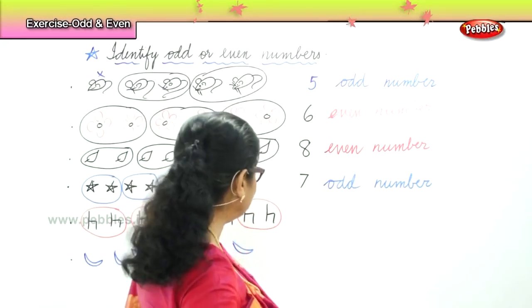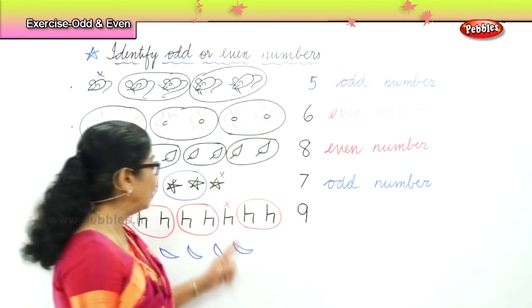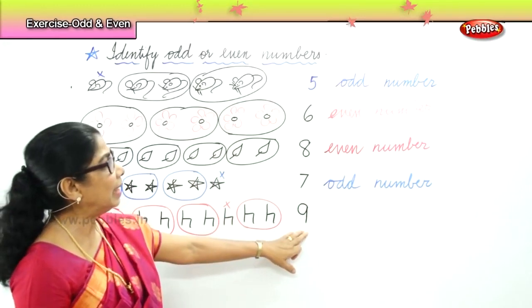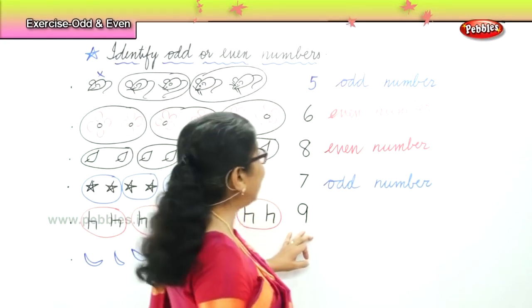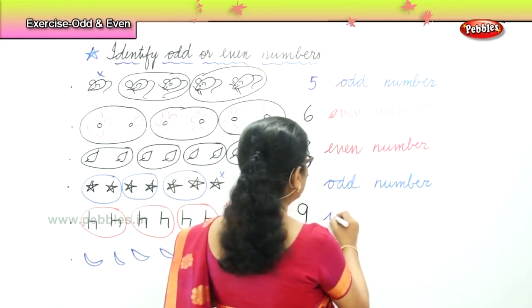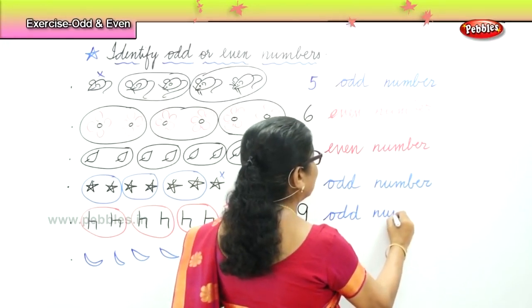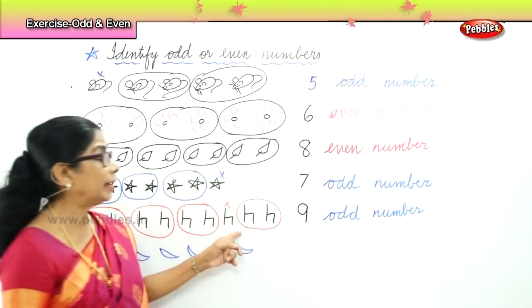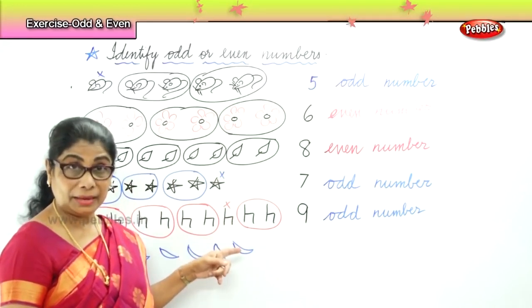We have here number 9, and we have one odd one out here. Now, what is the number here? Number 9 is an odd number. Understood? Odd number, because there is a chair that cannot be paired up. It doesn't have a pair.